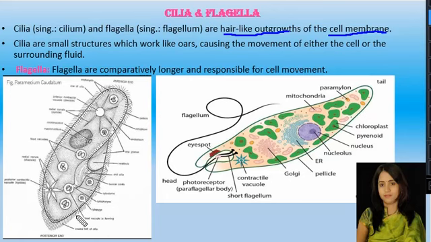The cilia cause the movement of either the cell or the surrounding fluid, whereas flagella are comparatively longer and responsible for cell movement. You look at this, this is a euglena and this is flagella, which is comparatively longer than that of the cilia. Both cilia and flagella help in locomotion.